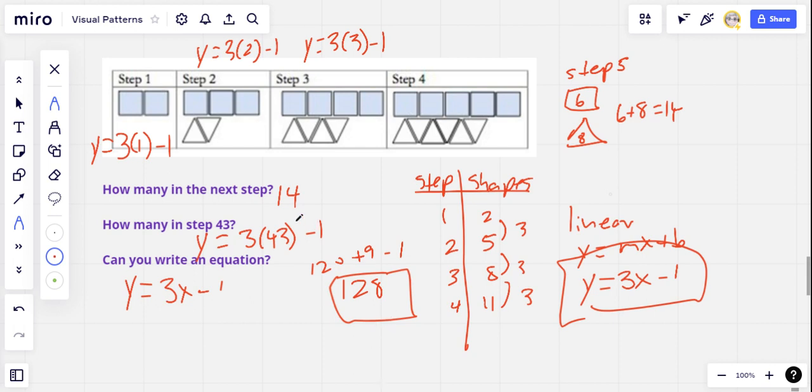Well, is that what you got? Did you get 14 for step number 5? Did you get this equation?